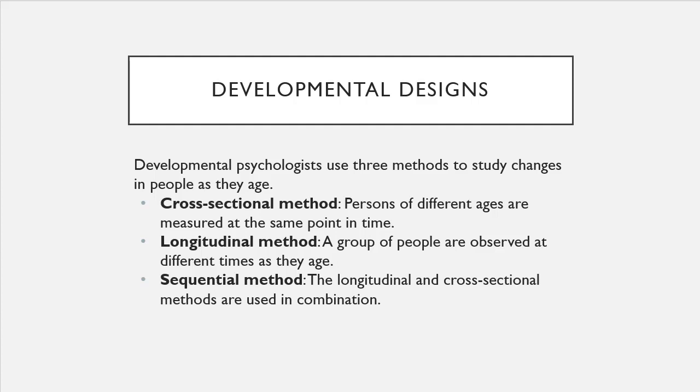A cross-sectional method is where we look at people of different ages that are measured at some point in time. So a cross-sectional method is done at one point in time, but using several different ages. For example, if I wanted to know what the attitudes at Olivet College are for freshmen, sophomores, juniors, and seniors, I can use a cross-sectional method by surveying freshmen, sophomores, juniors, and seniors at one point in time and asking them what their feelings are about Olivet College. I could get all that data at one time.